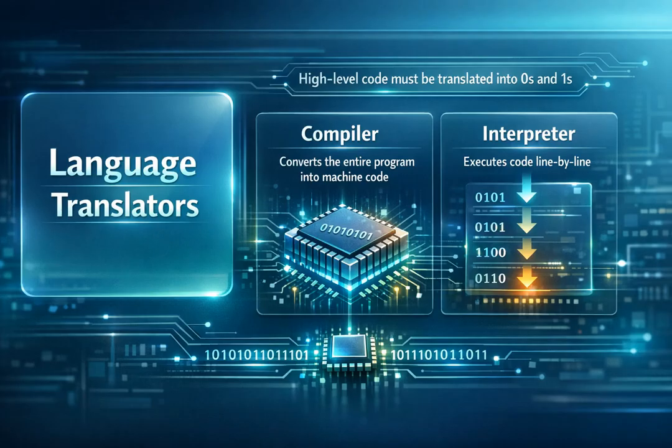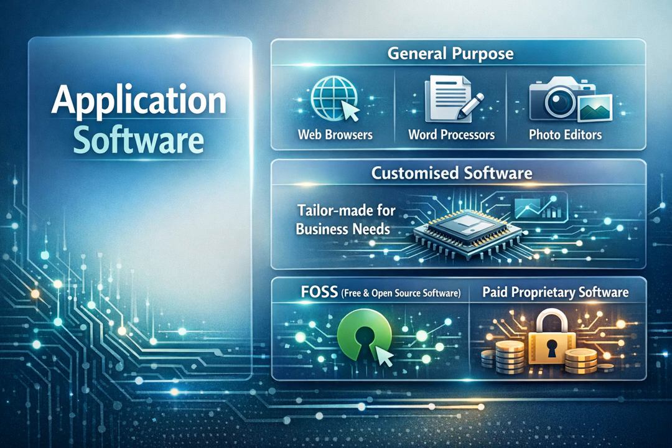Humans write code in high-level languages, but computers only read zeros and ones. So, we need language translators. Assemblers translate assembly language. Compilers translate an entire high-level program at once, while interpreters translate and execute code line by line. Next is application software, which you use every day.